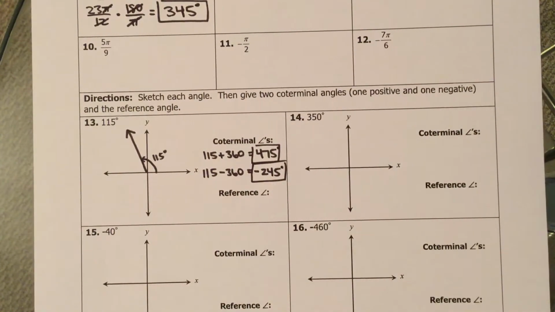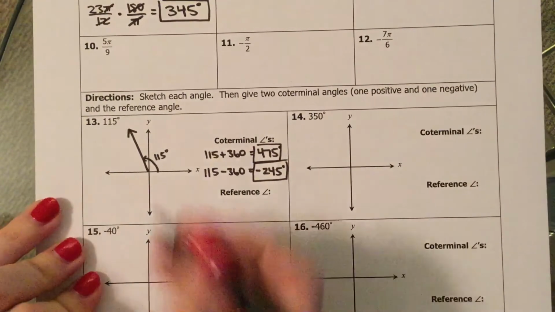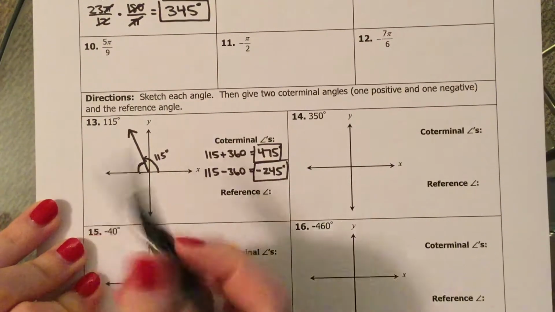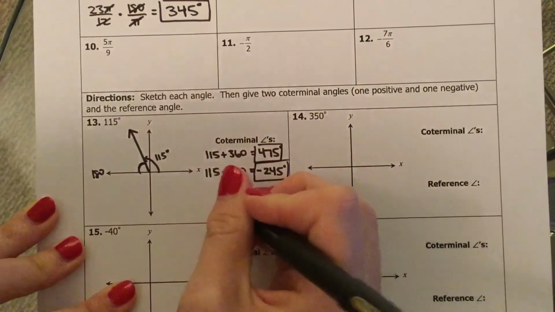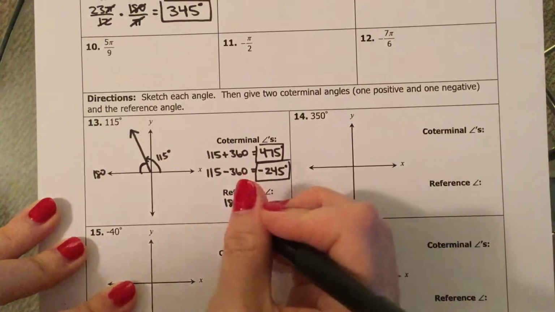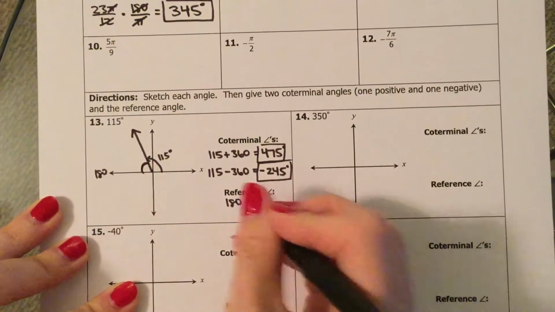And then the reference angle, remember that's always the positive angle between our terminal side and the x-axis. So the terminal side and the x-axis is this measurement right here. If this is 180 degrees, then we're looking at 180 degrees minus 115 to get that distance right here. So subtract that, we end up with 65 degrees. So that is our reference angle.